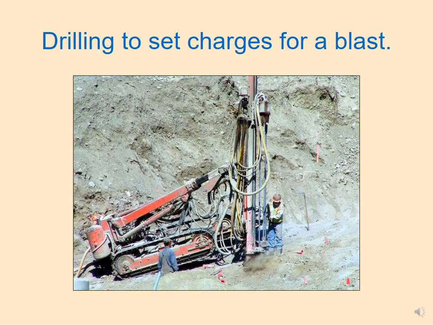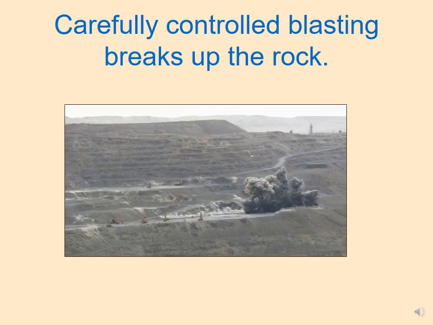And so what they do is, for the surface mines anyway, they drill large holes, and then they fill these holes up with explosives, and then they explode them, which breaks the rock up into large chunks. So here's an example of one of these carefully controlled blasts. And as soon as the blasting is done, the large diggers will move in there along with the large trucks to actually load that up and take it to the crusher.